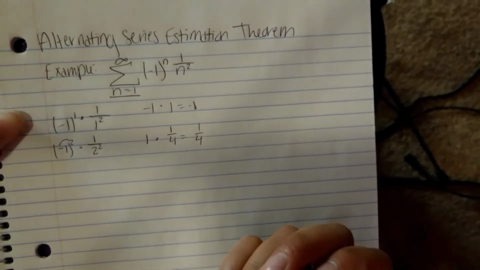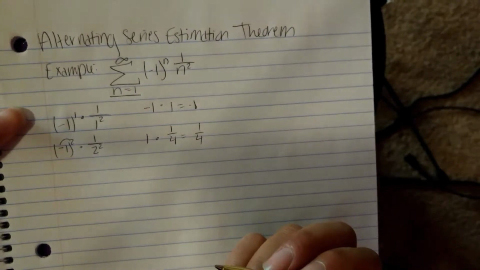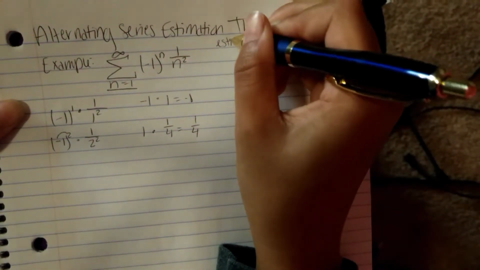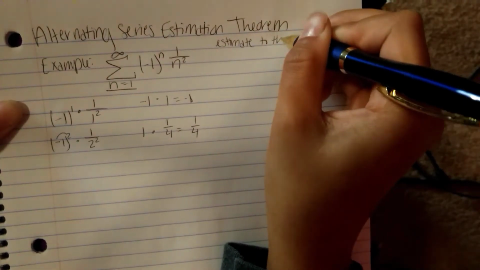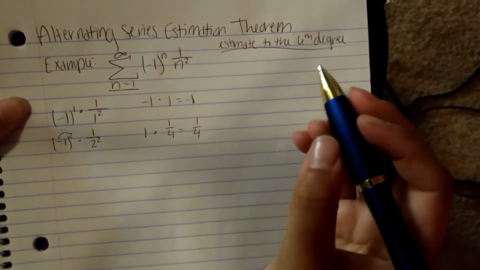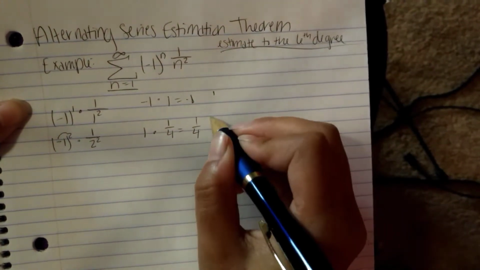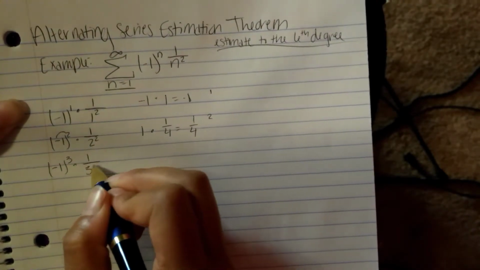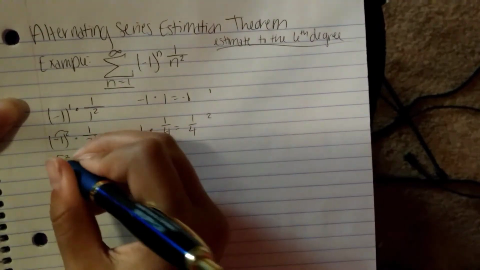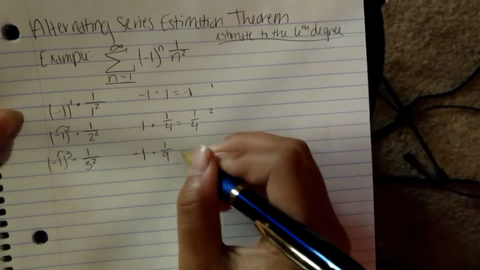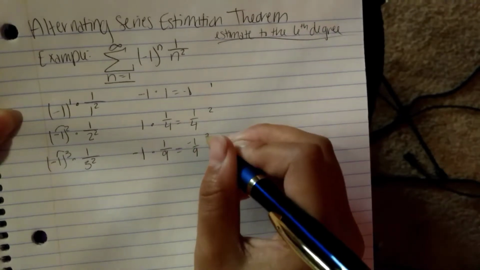Let's decide quickly how far we're going to take this one. With this example, we're going to go to the 6th degree. So right now this is 1st degree, 2nd degree. Negative 1 cubed times 1 over 3 squared. So again, we're cubing that negative, and a negative times a negative is a positive, but times another negative is a negative. So we're going to have a negative 1 times 1 over 9, or negative 1/9. This is your 3rd degree.